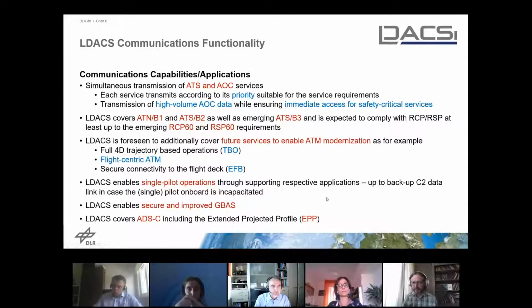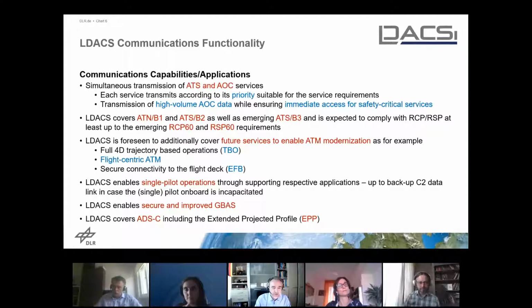I think it's very important to note that we can make available simultaneous transmission of ATS and AOC services due to the priorities we have introduced into LDACS. With that, it's possible to have high volume AOC data while ensuring immediate access for safety critical services. LDACS covers ATS-B1, ATS-B2, as well as emerging ATS-B3, and LDACS is expected to comply with required communication performance and required surveillance performance, at least up to the emerging RCP 60 and RSP 60 requirements.